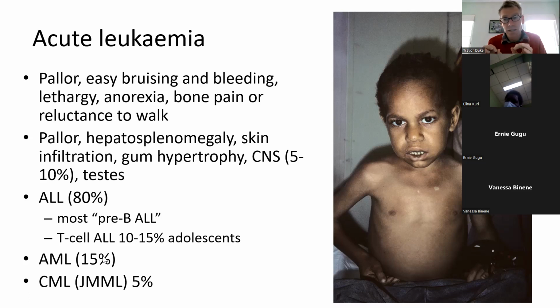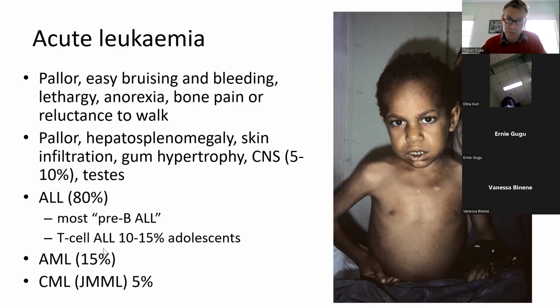Remember I said the white cells are either lymphocytes, and they can be B or T, and the other types of white cells are the granulocytes, and they make up the myeloid cell line. So neutrophils and basophils and eosinophils. And the most common type of granulocytic leukemia is acute myeloid leukemia, AML. Much less commonly is a form of chronic myeloid leukemia.